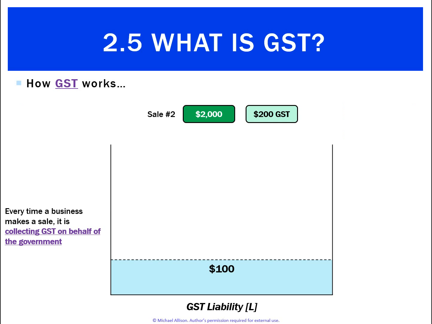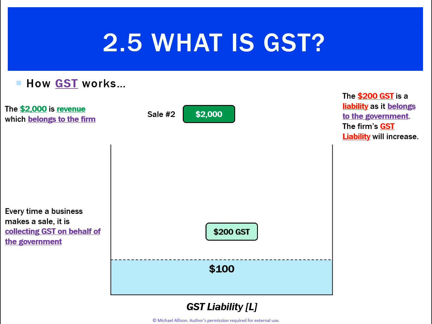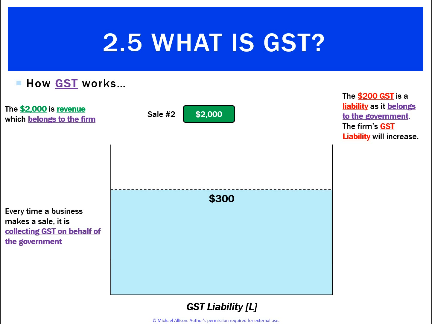Assuming a second sale is made, $2,000 plus GST, well, the $2,000 is revenue that the business gets to keep. The $200, while we've got the cash, does not belong to the business. It will increase the amount we owe the government, which is now $300.